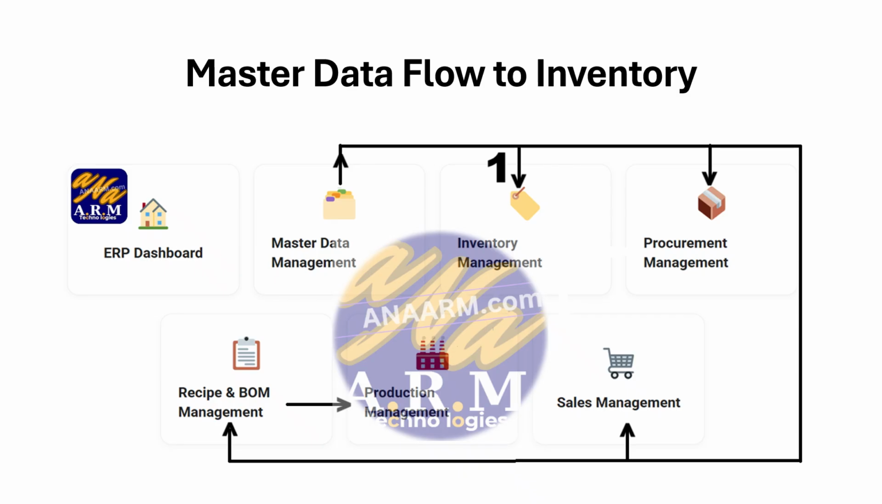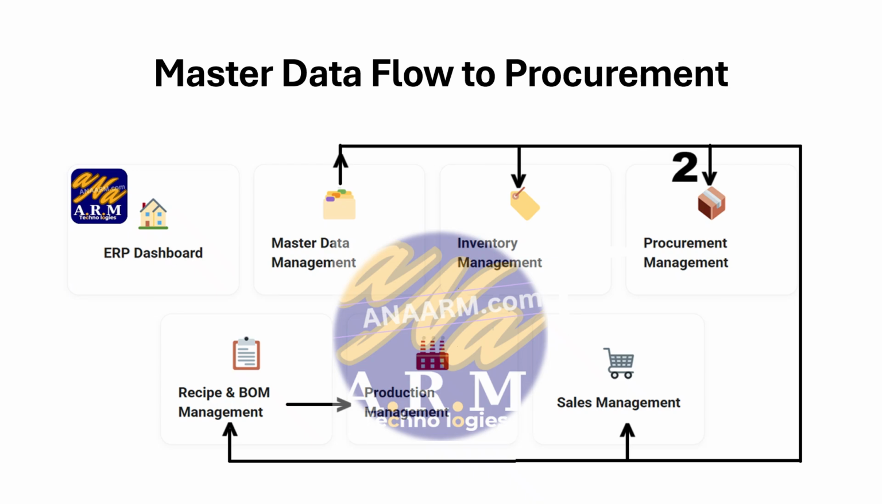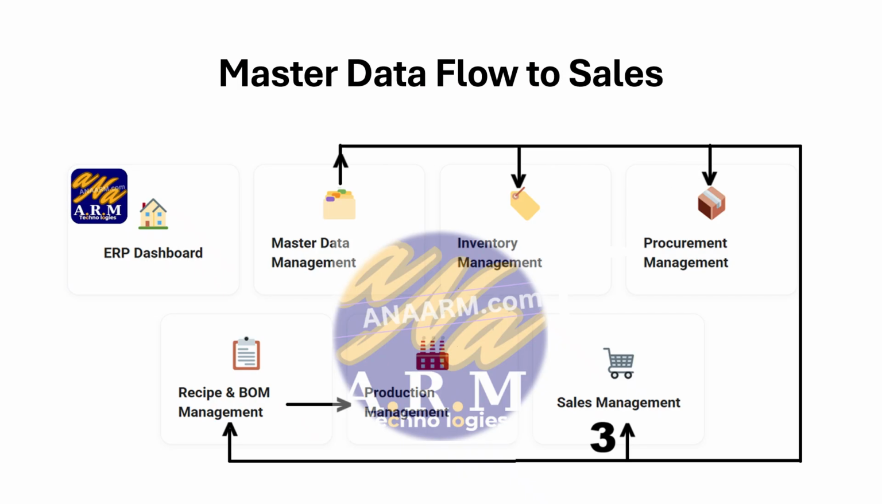For example, products created in master data management become available in inventory management. That is number one. Procurement management uses supplier and product information that were previously created in master data management. Number two. On the other hand, sales management uses both customer and product information previously created in master data management.